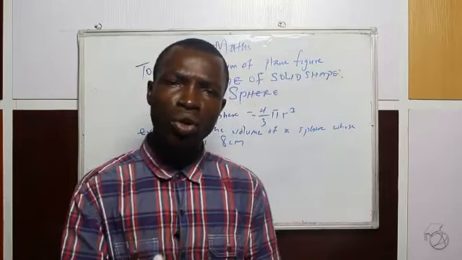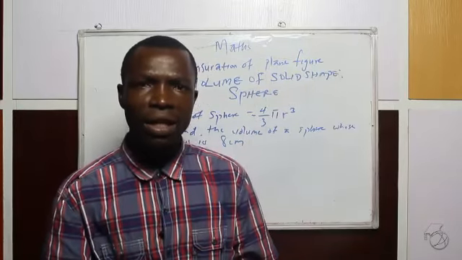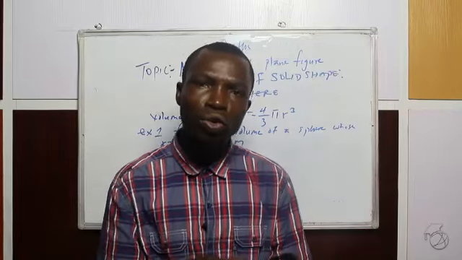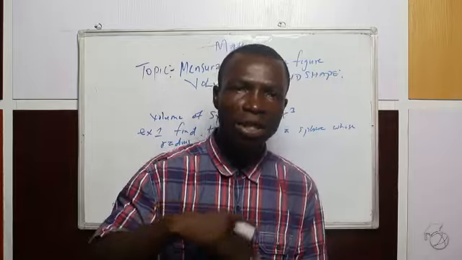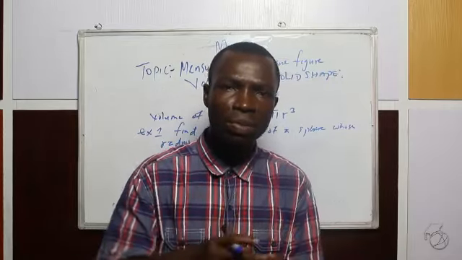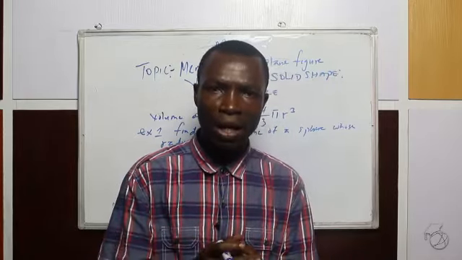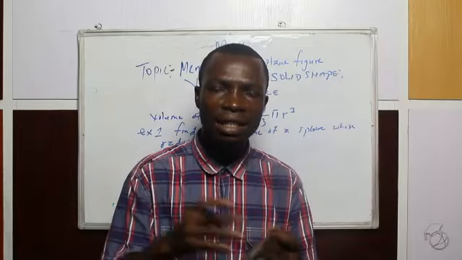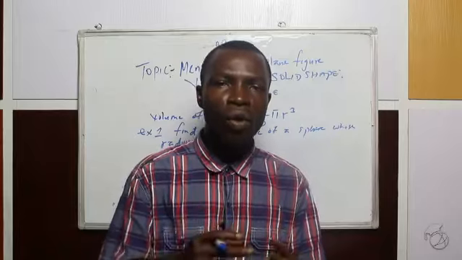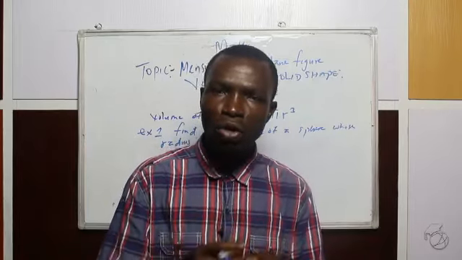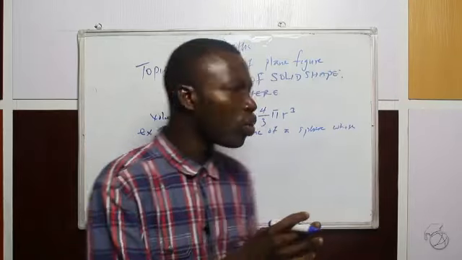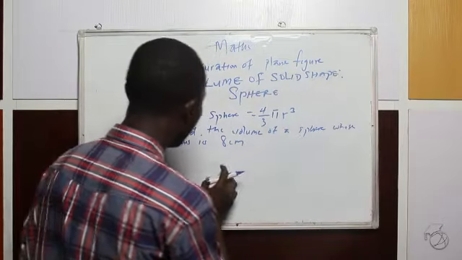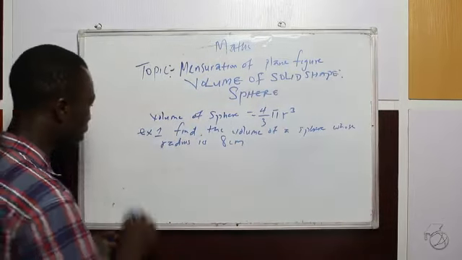We want to solve for the volume of a sphere that has 8 centimeter as its radius, to know how much space it occupies. What is the quantity of space a sphere occupies? Every shape has its formula for finding its volume. So we want to know the volume of this sphere that has a radius of 8 centimeter.